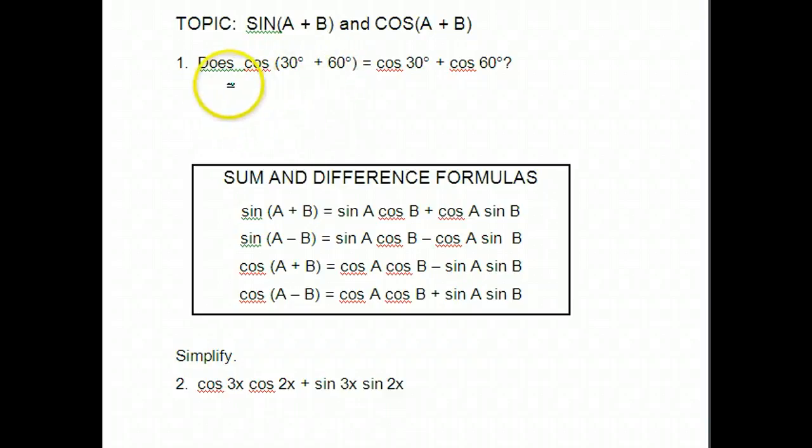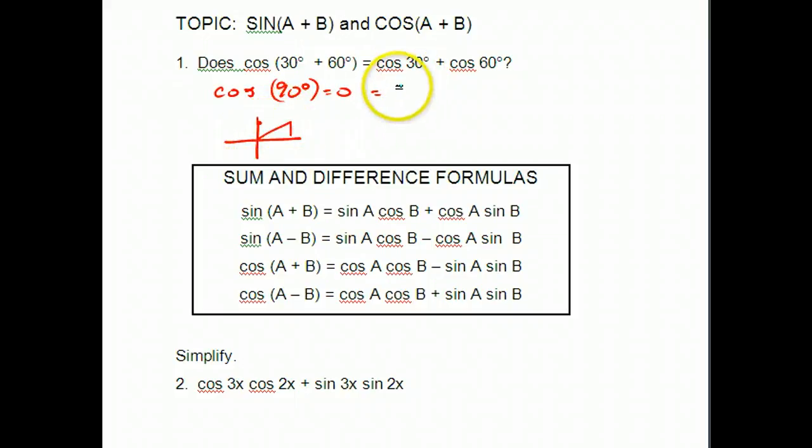Inside this parentheses, this turns out to be cos of 90 degrees, and cos of 90, going up to 90 degrees on the unit circle, my x is going to equal 0. But on this side, cos of 30 we know is root 3 over 2, and cos of 60 is 1/2, and it's quite obvious that these two things don't add up.